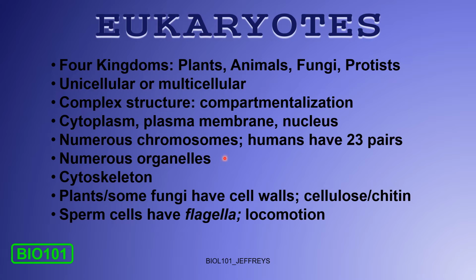Numerous chromosomes. Remember, prokaryotes only have one. Humans have 23 pairs, or a total of 46. Numerous organelles, which we'll look at as well, like mitochondria and Golgi apparatus and endoplasmic reticula, and also the nucleus is an organelle. Cytoskeleton. Plants and some fungi have cell walls made of cellulose and chitin, and sperm cells are the only animal cells that have a means of locomotion by way of a flagellum.